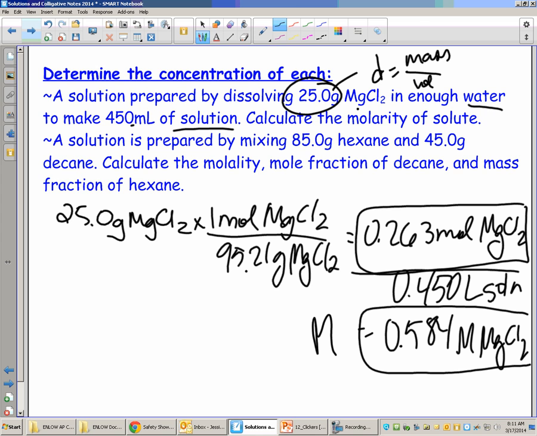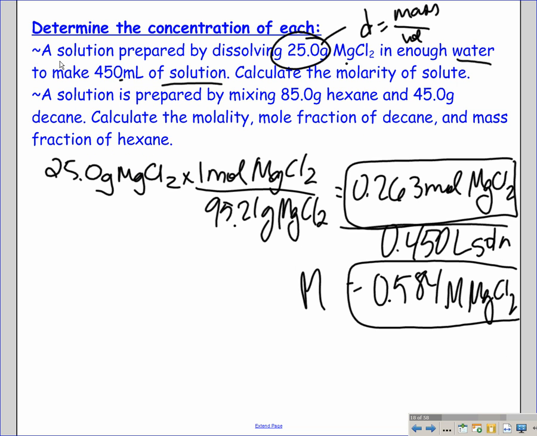Alright, let's do the last one. So a solution is prepared by mixing 85 grams of hexane and 45 grams of decane. Find molality, mole fraction, and mass fraction. What do we need for molality?